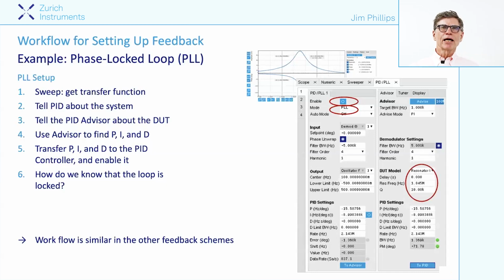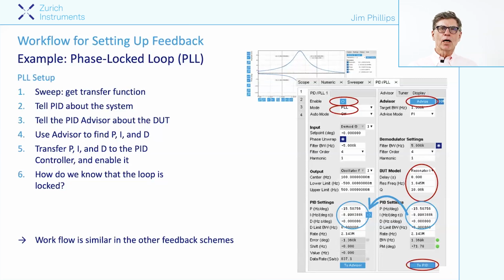We tell the PID advisor the numbers we got from the parameter sweeper, resonance frequency and line width. And now we press the advise button, and the advisor comes up with some coefficients, which we then copy into the PID controller. And then we enable the PID controller. It should lock.